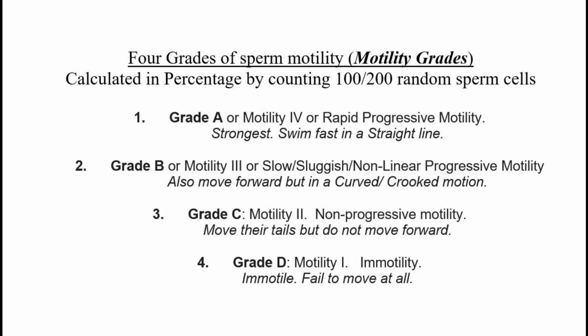Grade B or motility 3. These sperm cells have a slow or sluggish or non-linear progressive motility. These also move forward but tend to travel in a curved or crooked motion.